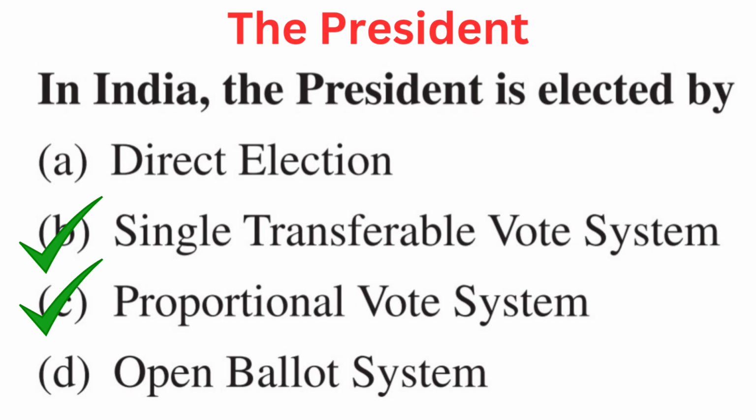Your question is, in India, the president is elected by, your options are A. Direct election, B. Single transferable vote system, C. Proportional vote system, or D. Open ballot system. Right answer is B and C. Single transferable vote system and proportional vote system.